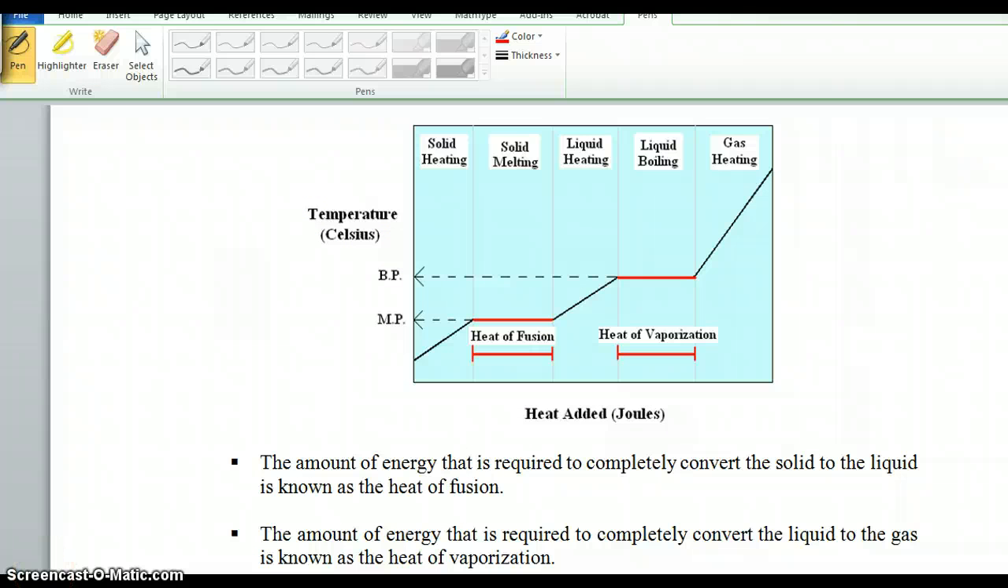Okay, and then down at the bottom of the page, just some terminology you need to be familiar with. Another name for the melting point is the heat of fusion. Okay, so that's the temperature at which a solid goes to a liquid, and then the heat of vaporization is the same thing as boiling point. So that's associated with the transition from a liquid to a gas.